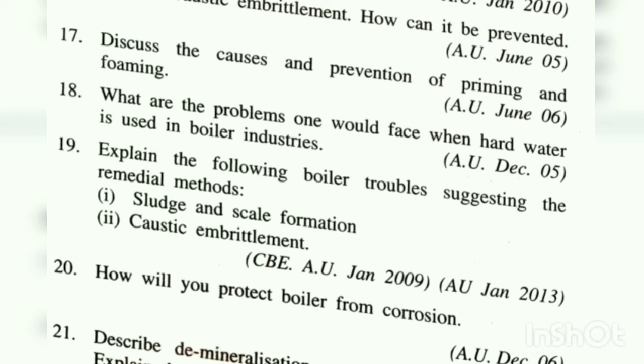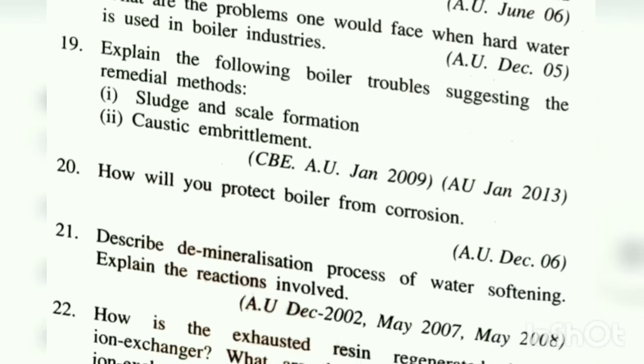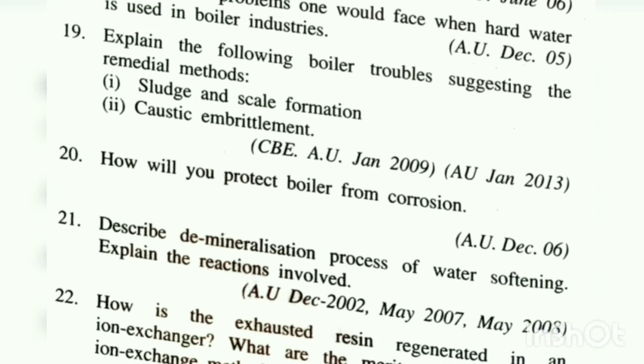Okay. The 19th one, explain the following boiler troubles suggesting the remedial methods. First one is sludge and scale formation and the next one is caustic embrittlement. 20, how will you protect boiler from corrosion? Boiler corrosion வராம எப்படி we can protect it.